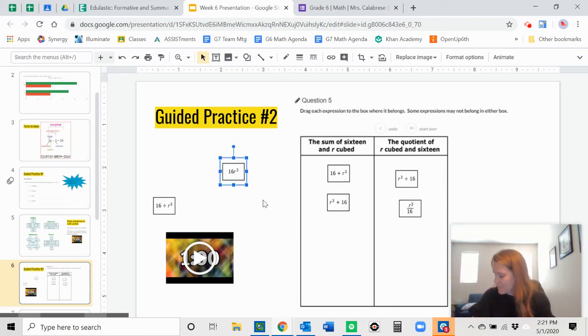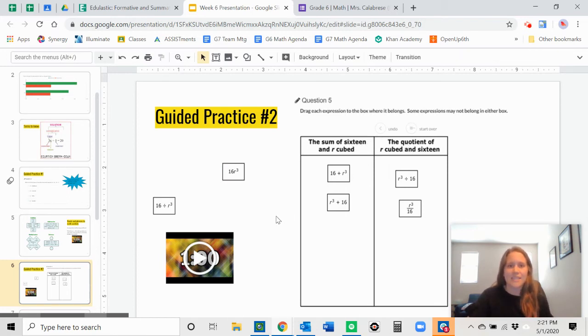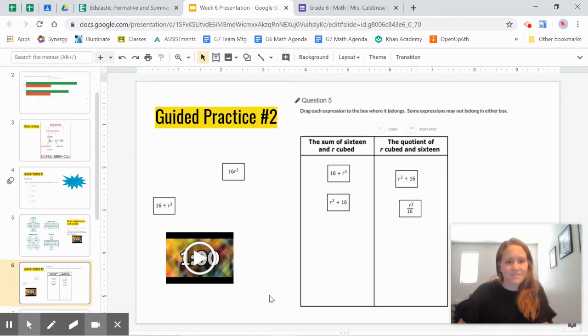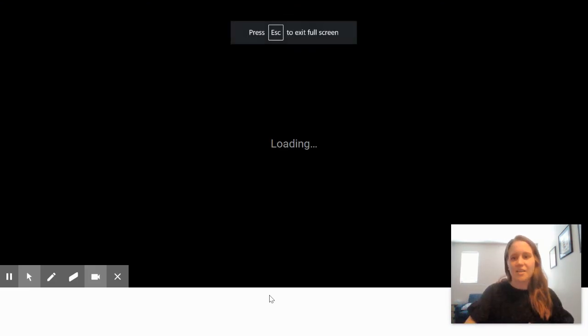What operation is happening with the 16 and the r cubed? They're right next to each other, so that shows multiplication. So I'm looking for a word like product or times, and I don't see it here. That does not belong in either category. Okay? Go ahead and put a star next to each one you correctly identified, including if you didn't put one, you can just write it on the bottom, say it belongs to neither, and put a star next to it if you got that right. Okay? Go ahead and pause and do that now. Awesome. We're ready to continue on.